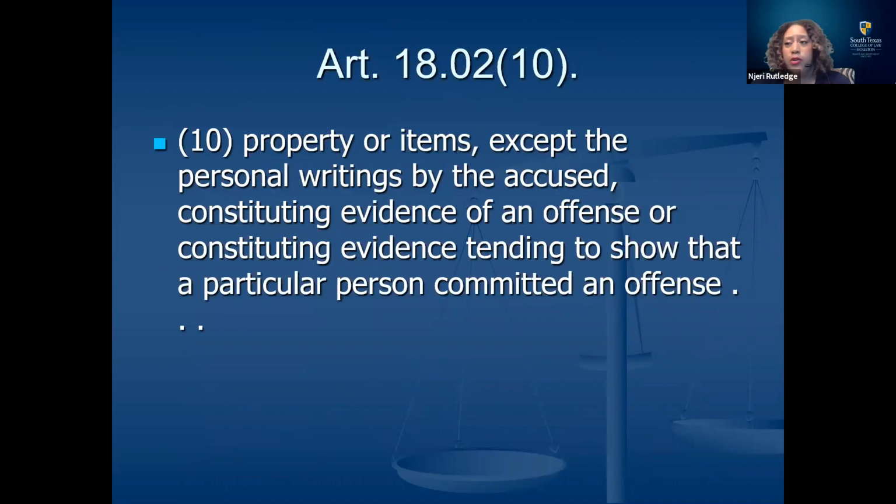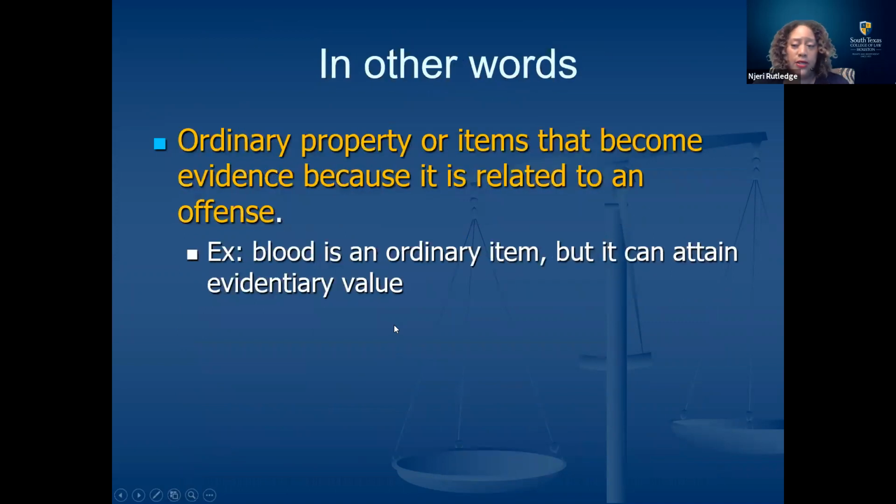1802.10 talks about property or items, except personal writings by the accused, that constitute evidence of an offense or constituting evidence tending to show that a particular person committed an offense. This is the mere evidence rule under 1802.10, where ordinary property or items become evidence because they're related to a crime. So blood is not contraband. There's nothing illegal about blood, but blood can have evidentiary value if I'm suspected in a driving while intoxicated case, because there may be evidence of my intoxication in my blood. That kind of evidence would be covered by the mere evidence warrant under 1802, subsection 10.